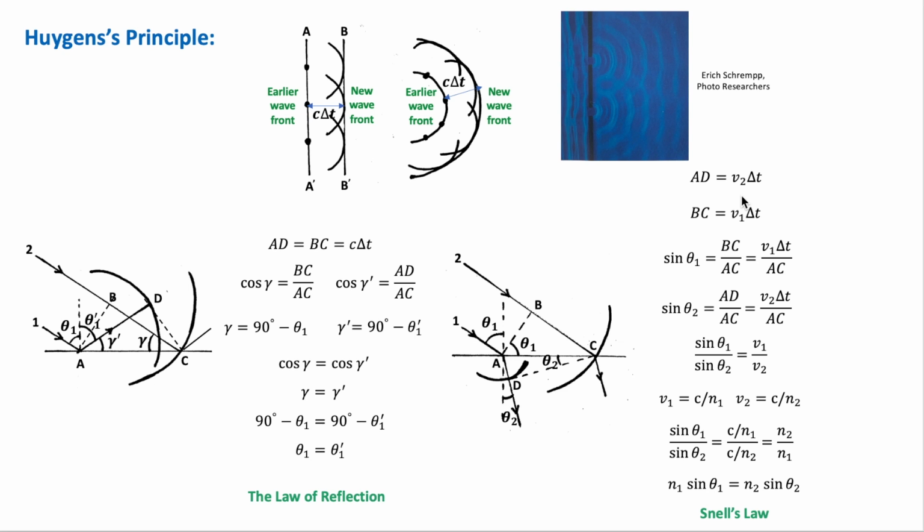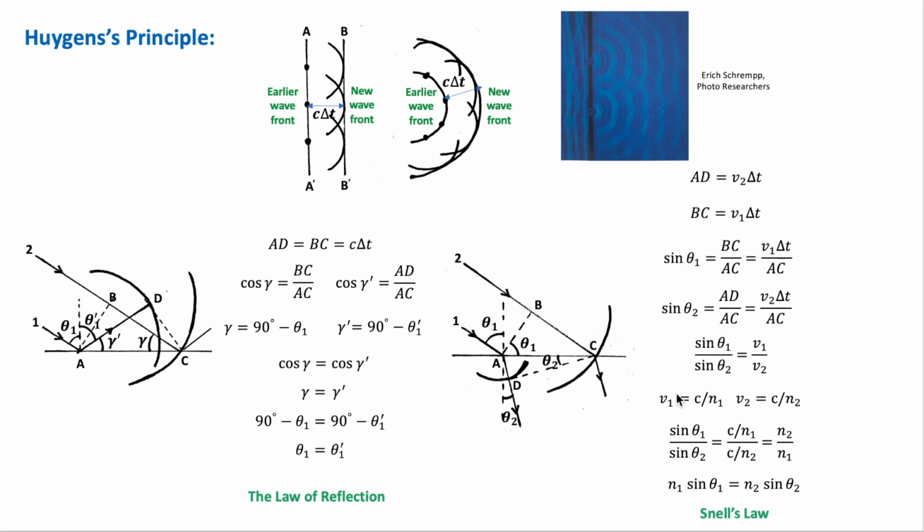the speed of light in the second medium, right? And the radius of the wavelet from B, which is BC, is equal to V1 delta t, where V1 is the wave speed in the first medium. So from the triangles ABC and ADC, we have sine theta 1 is equal to BC over AC, and sine theta 2 is equal to AD over AC, and we substitute for BC and AD, and then we divide the two equations, we get this expression.